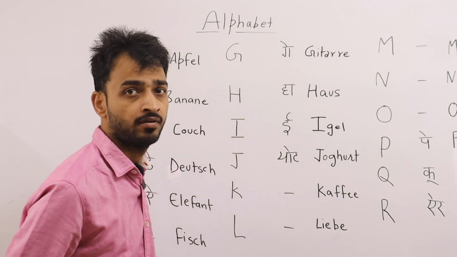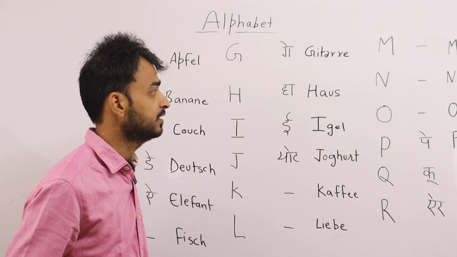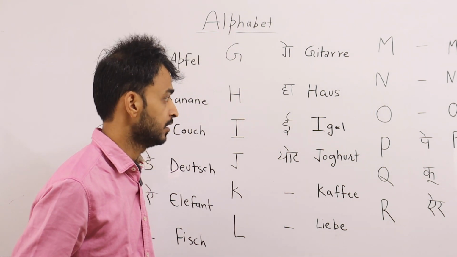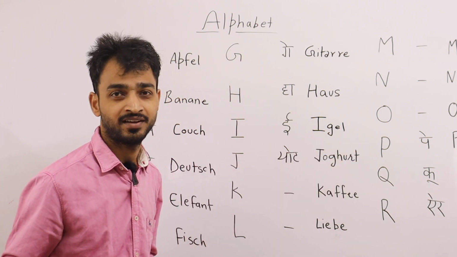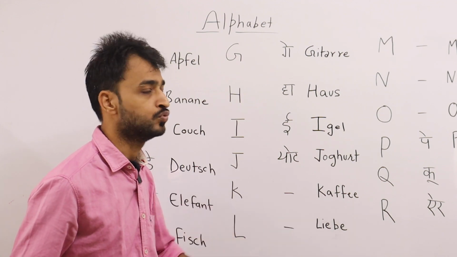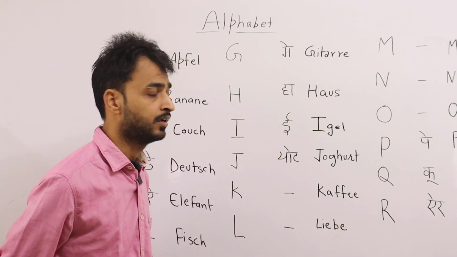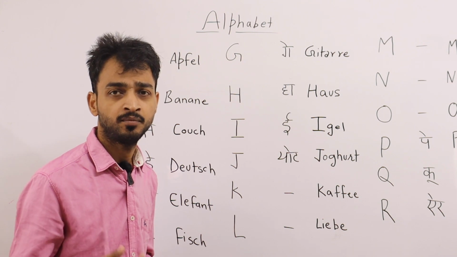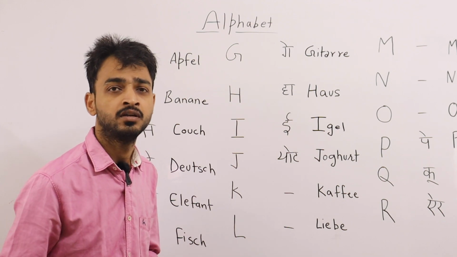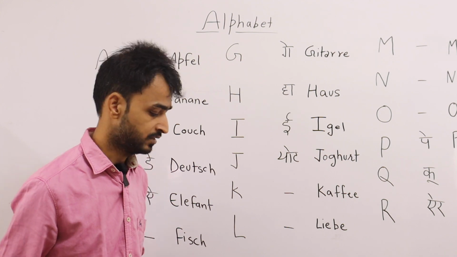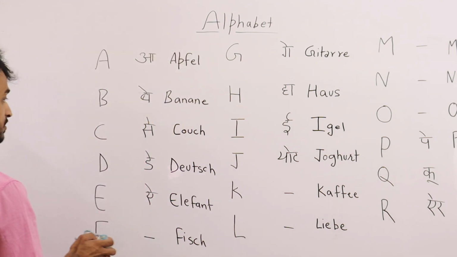Move on. Then we have M, N, O, P, Q, R. In German, M is the same, N is the same, O is the same. P, Pause. Pause means break. Q, Quiz. It's like in English, quiz. Then we have R, Rot, a color name. R is pronounced a little differently. Roll your tongue, Rot. Rot means red color.